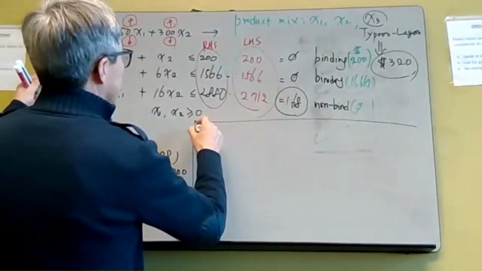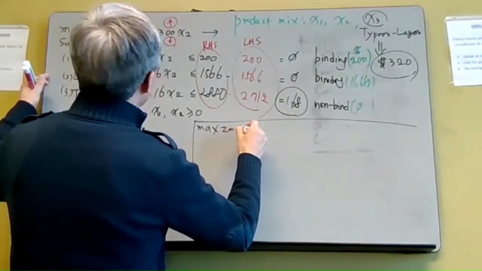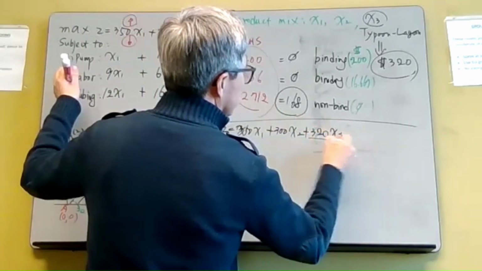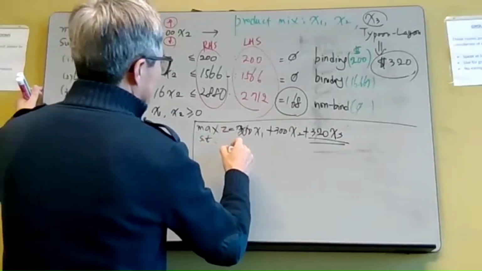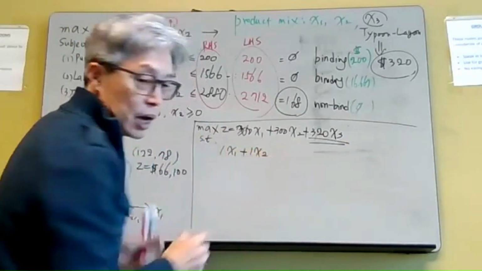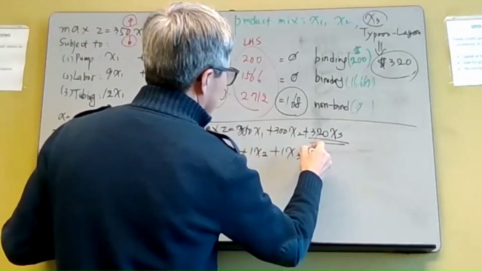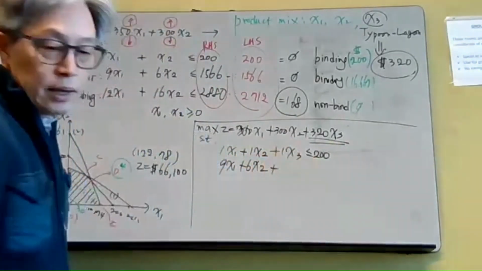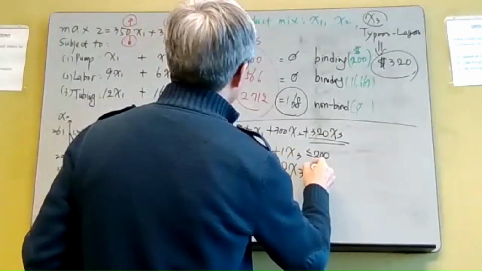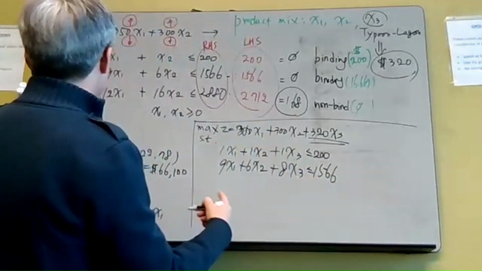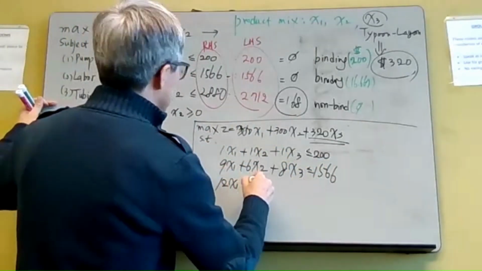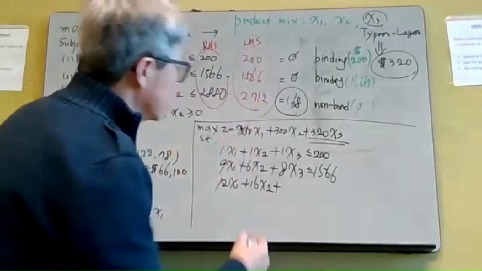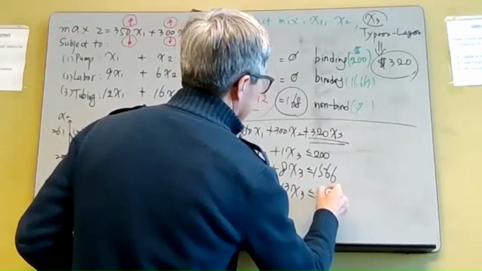So if you want to introduce Typhoon Lagoon, that's going to be max z equals 350 x1 plus 300 x2 plus 320 x3, where this is a new product, subject to 1x1 plus 1x2, and Typhoon Lagoon also needs 1 pump, and we only have 200. And then labor hours 9x1 plus 6x2. To produce x3, you need 8 labor hours, but we only have 1566 labor hours. Then the tubing constraint 12x1 plus 16x2; to produce Typhoon Lagoon, we need 13 feet of tubing. We only have 288 tubing.